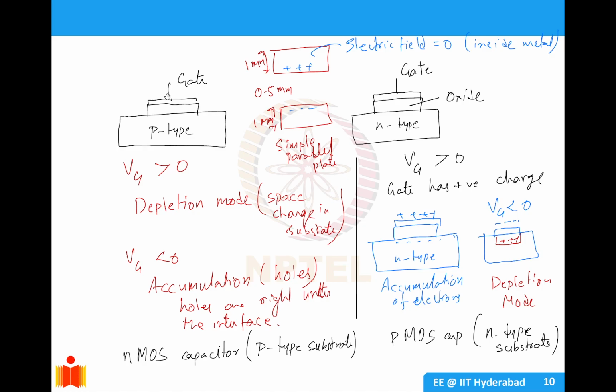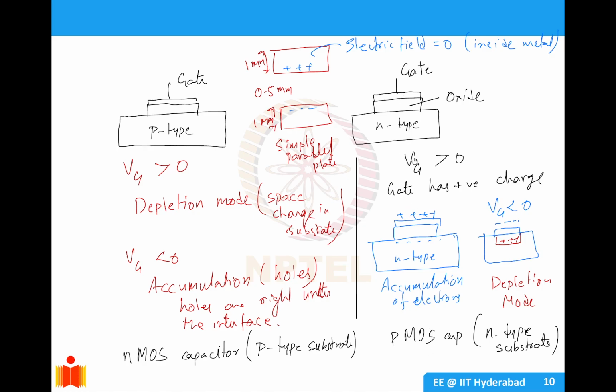But when you apply negative bias on your gate, there is a negative charge on the gate surface. Hence a positive charge is on the semiconductor surface. This means you are increasing the number of your majority carriers, which are holes. So it's called accumulation. You're accumulating holes at the surface, and the case is opposite if you have an n-type substrate, that is a PMOS capacitor.